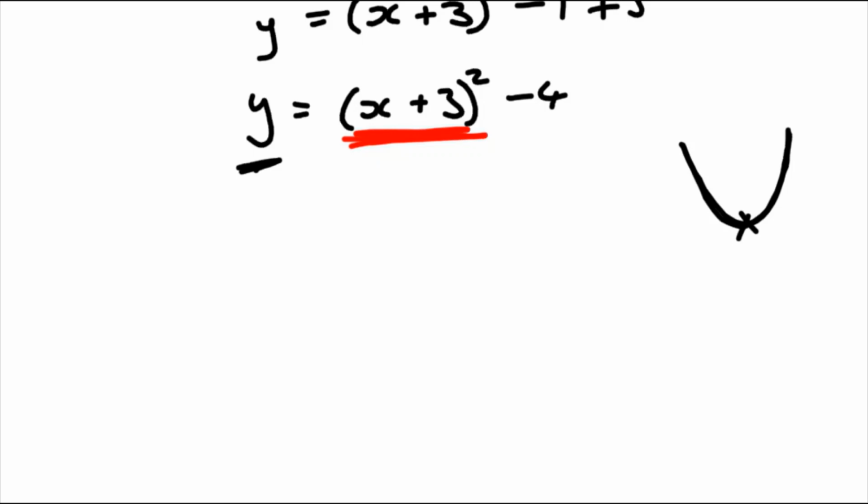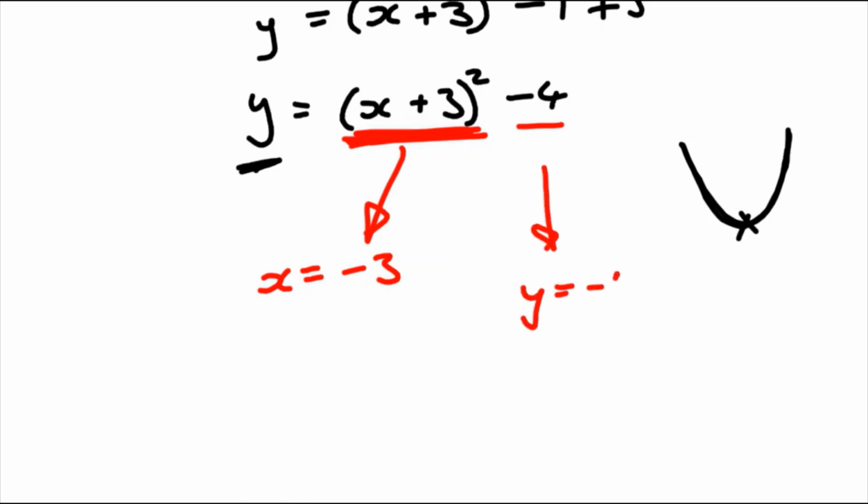So what value of x makes this bracket 0? What do we have to add to positive 3 to get us 0? Well, x will have to be minus 3. Now, if this bracket is 0, what does y equal? Well, it equals 0 subtract 4, which gives us y equals minus 4. So our turning point is going to be (minus 3, minus 4).